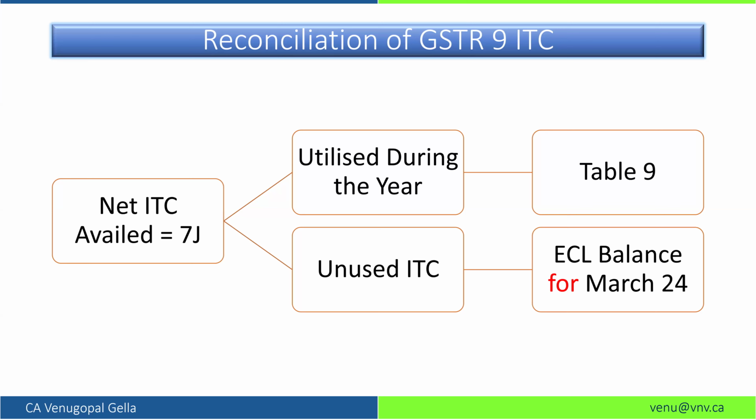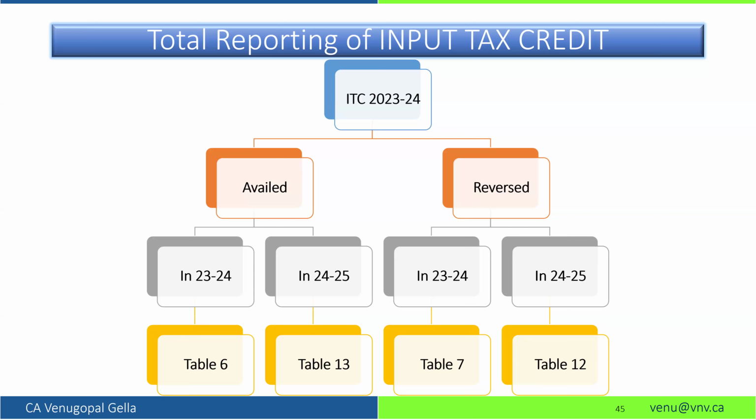In a normal scenario, table 9 paid plus my electronic credit ledger balance, which is standing as on March 24, if I add both, should match with my 7J, which is what I am reporting as ITC availed. So 7J is not utilization, 7J is availment. So availment should be equal to utilization plus unused, another reconciliation that we do.